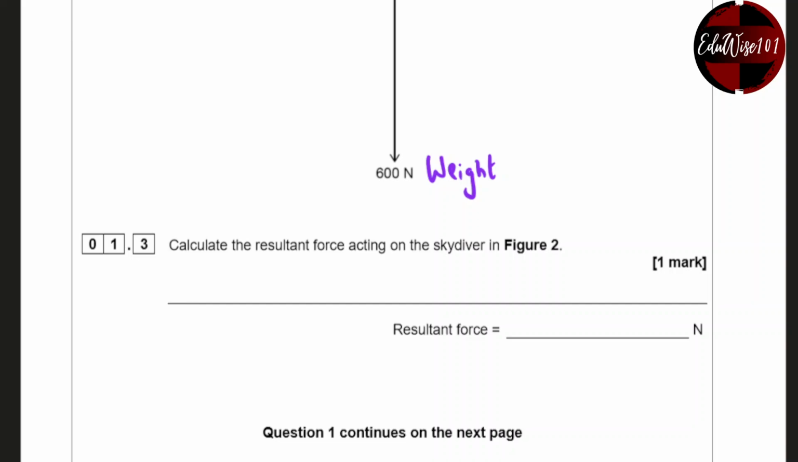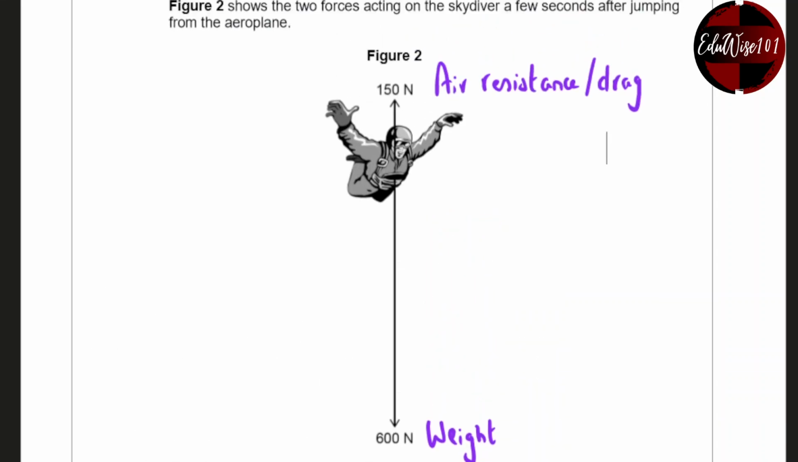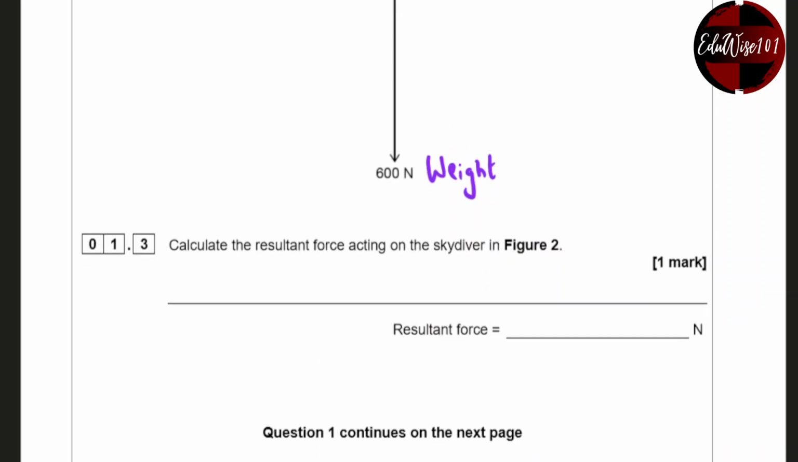So the resultant force is the overall force acting on the skydiver. So you've got 600 downwards and 150 upwards. So you take away one from the other. So 600 minus 150 should give you 450 newtons. 450 newton.